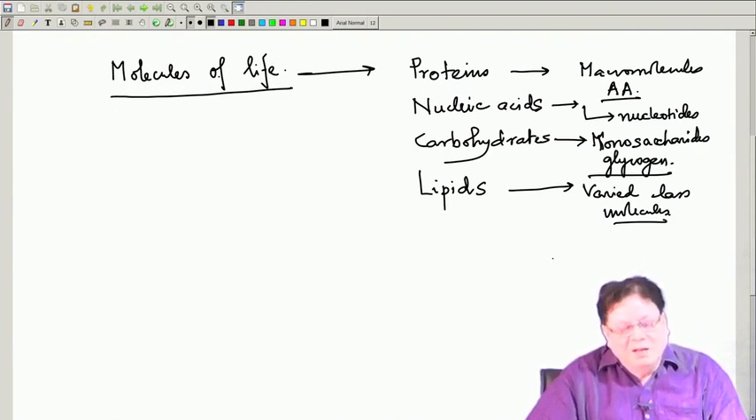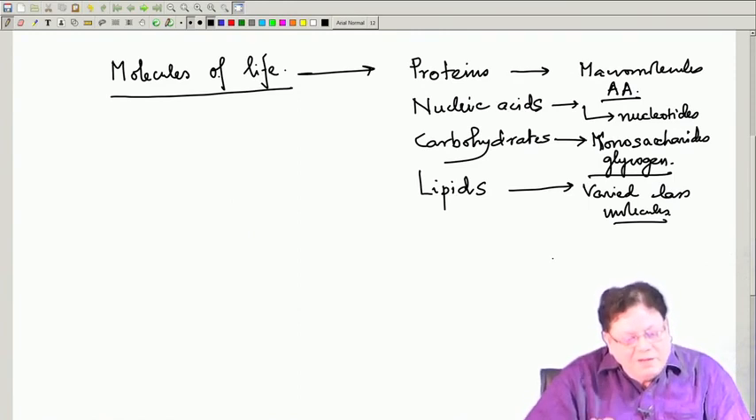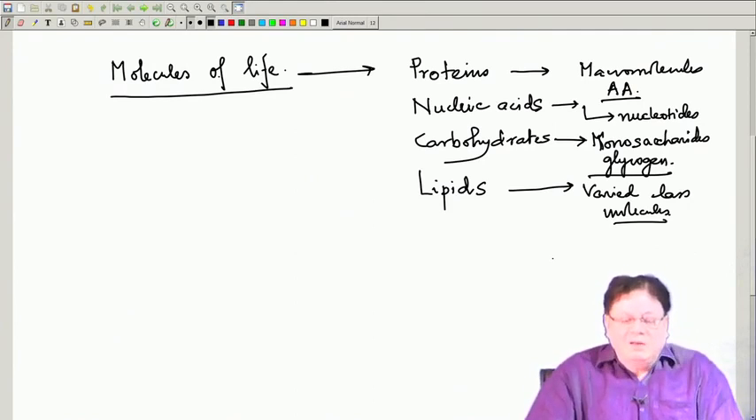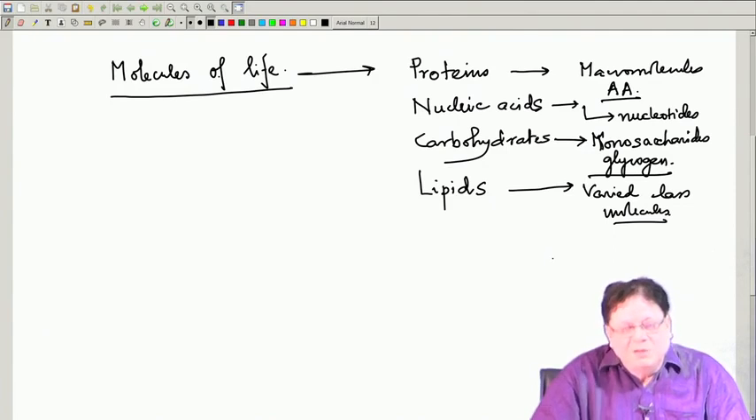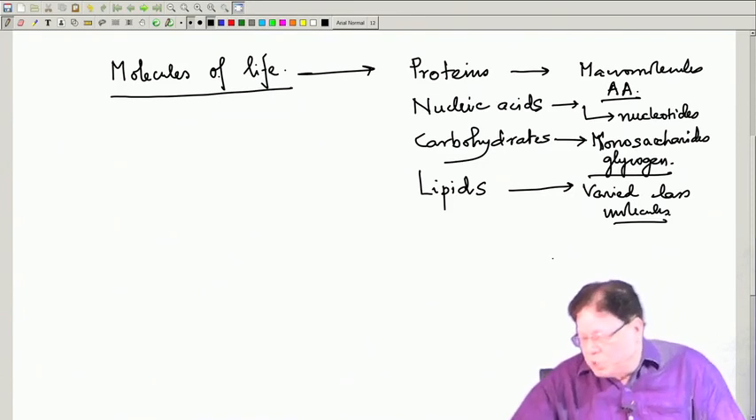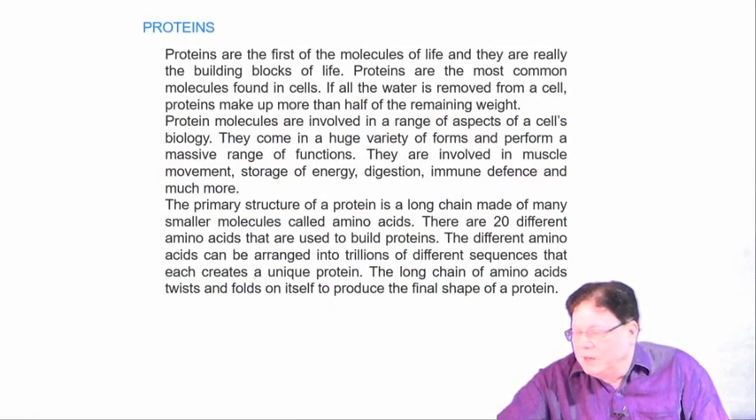So, they are a different class, the small molecule domain of biology, and there is this large molecule domain of biology which consists of proteins, nucleic acids, carbohydrates, and lipids. In this case, the lipids we are talking about are fairly large molecules consisting of big fatty acid chains. Now, let me show you some of these molecules of life, like proteins.